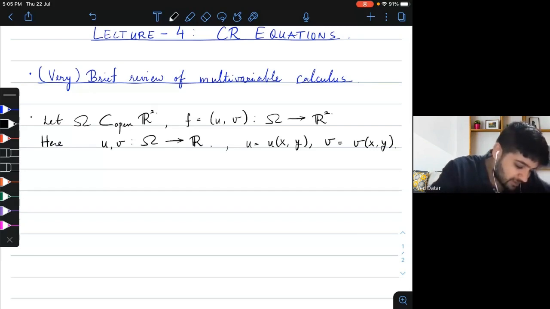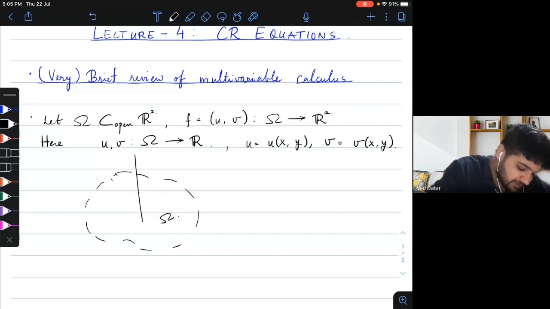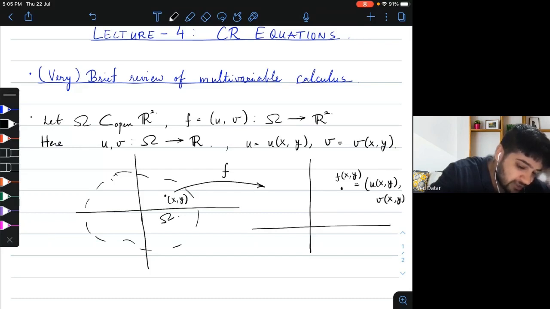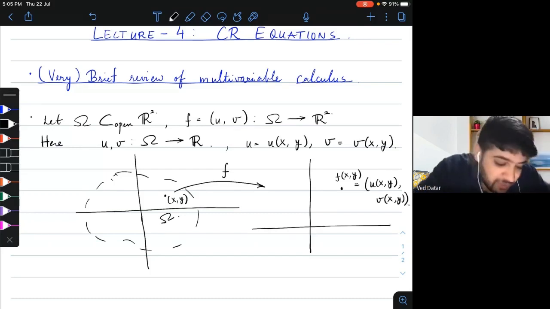Just to draw a picture, you have some open set in R2, and then you have this map F. It takes a point (x, y) lying in this domain to a point f of (x, y), which I'll denote as the pair u of (x, y) comma v of (x, y). So the first component of f is given by u, the second component of f is given by v.